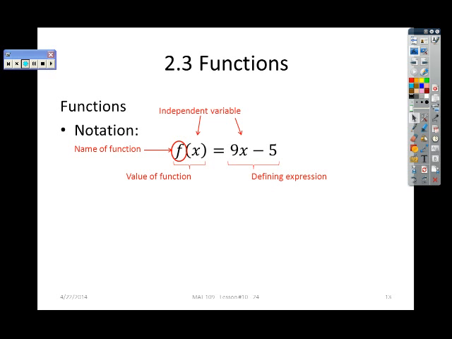x, the letter that's inside the parenthesis and is also in the defining expression, that's the independent variable. So we talked about functions having an independent variable and a dependent variable. The independent variable is the x, the dependent variable is the function value. That's the dependent. That's the output. This is function notation. We're going to use it in a lot of places, and you need to be familiar with working with it and not get confused. That is not f times x. It's f of x.